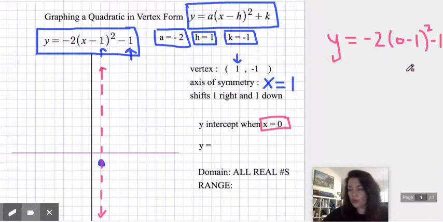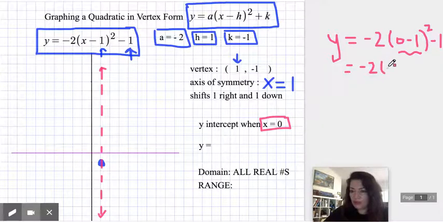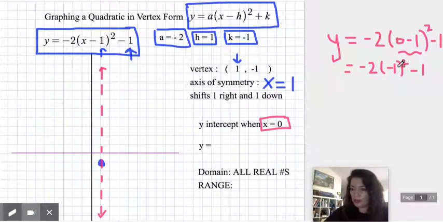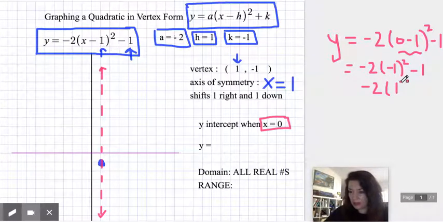Now remember, you should always use order of operations. So the first thing you should simplify is inside the parentheses. 0 minus 1 is just -1. So it is -2 times (-1) squared, and then -1. All right. Next, you should always use your exponents first. Exponents before multiplication. So I have my parentheses squared. So (-1) squared is 1. So what I have is -2 times +1, because (-1) squared is +1, then -1.